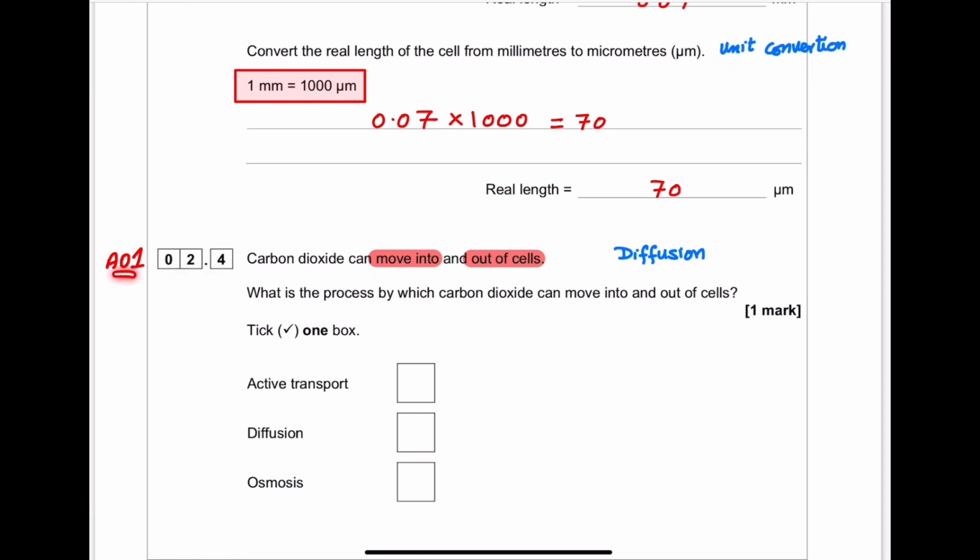2.4 is an AO1 question. Carbon dioxide can move into and out of the cells. What is the process by which carbon dioxide can move into and out of the cell? This question is from the topic of diffusion. The answer is diffusion. Osmosis is related to the diffusion of water, and active transport is related to the movement of ions. So these are incorrect options.